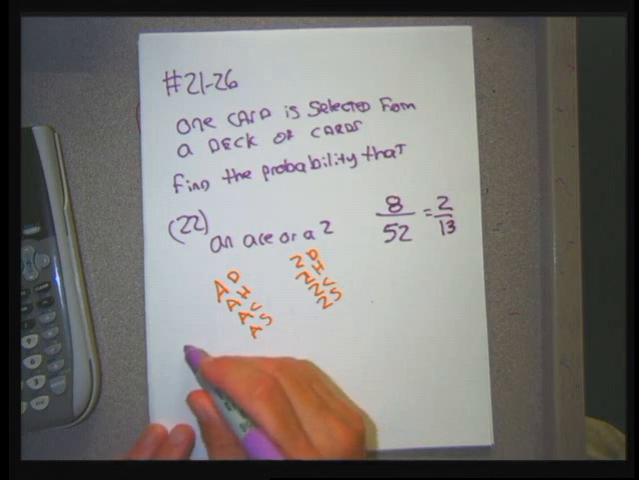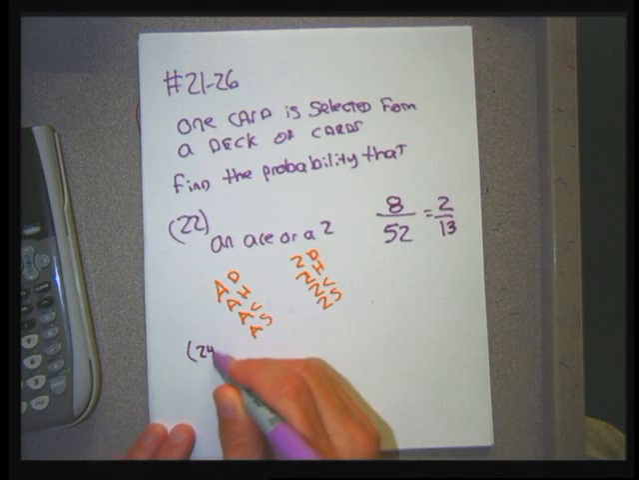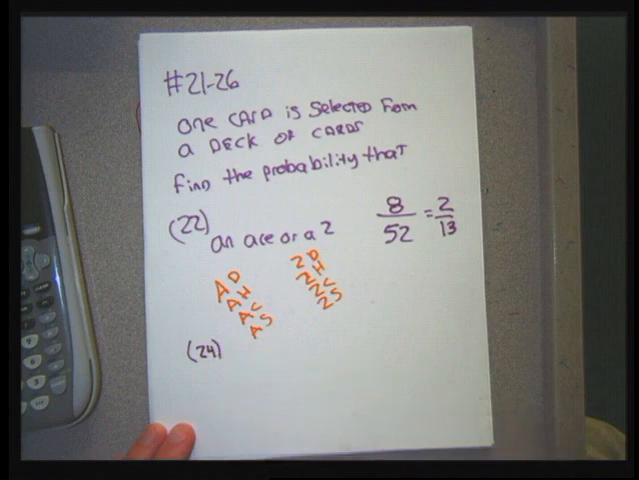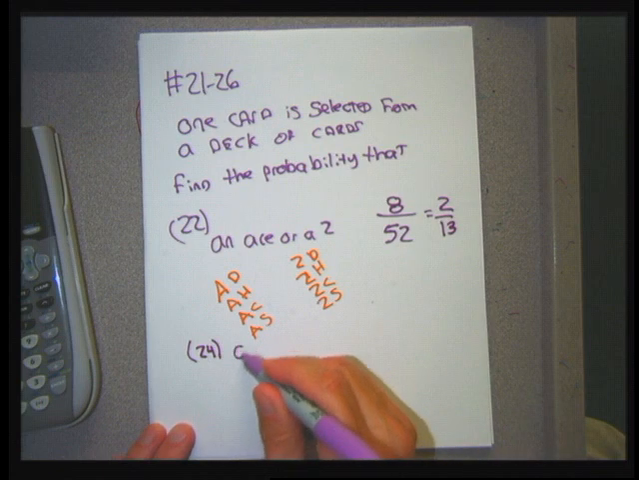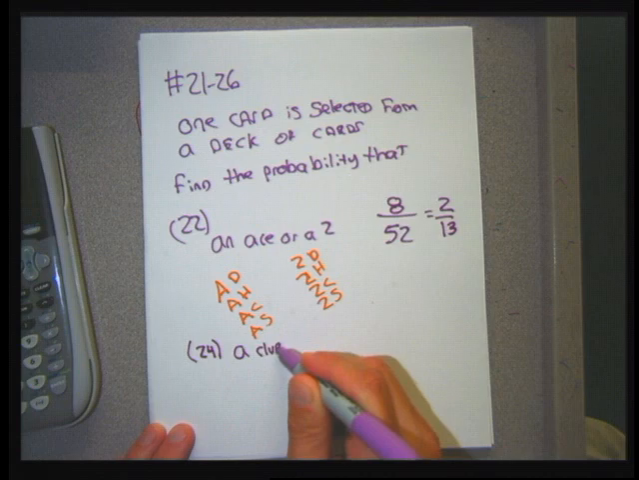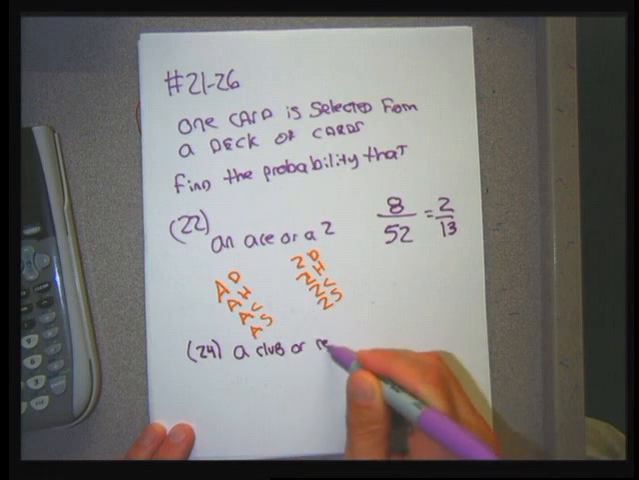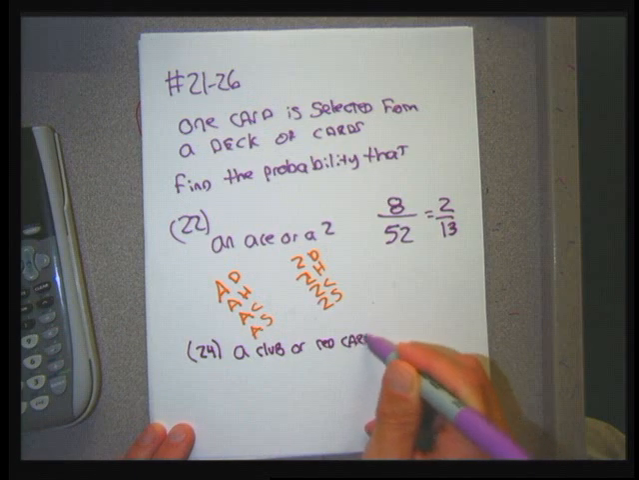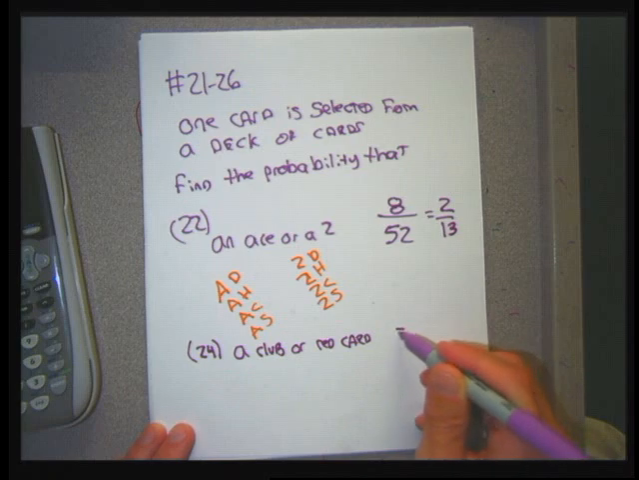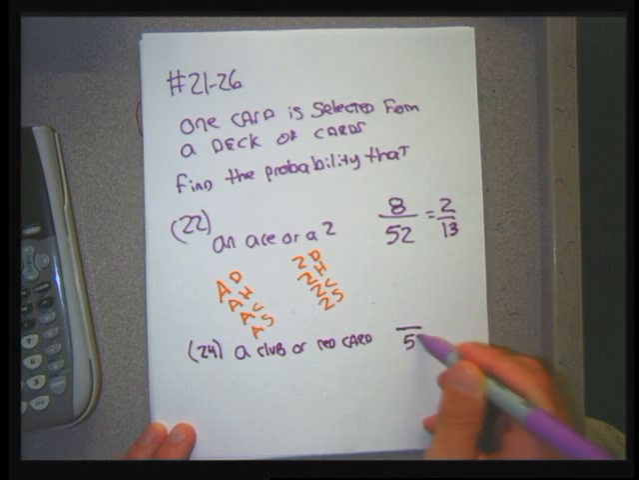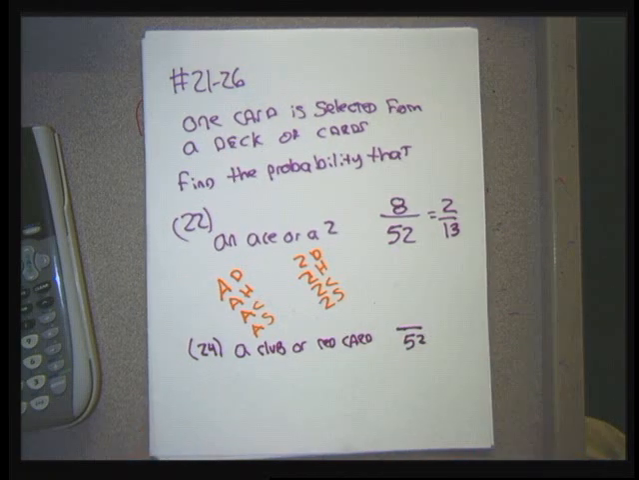24 gets to be a nuisance, but I can get it without that formula pretty easily. What's the probability that I get a club or a red card? I know the denominator is going to be 52 because there are 52 cards in the deck. And now I can list the cards. There's going to be clubs.